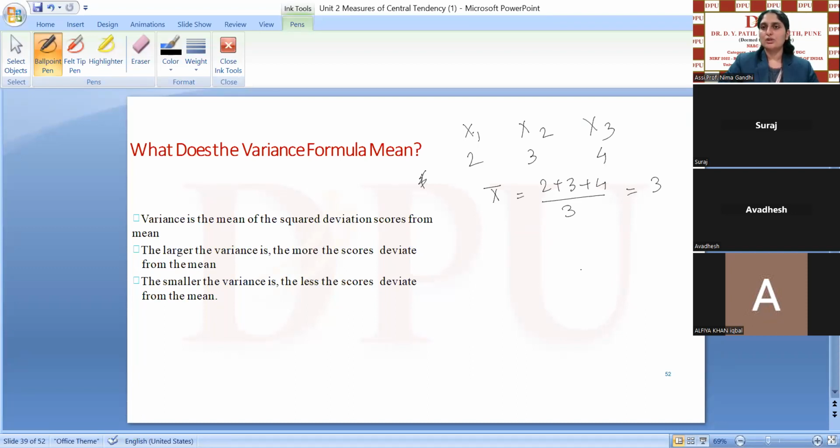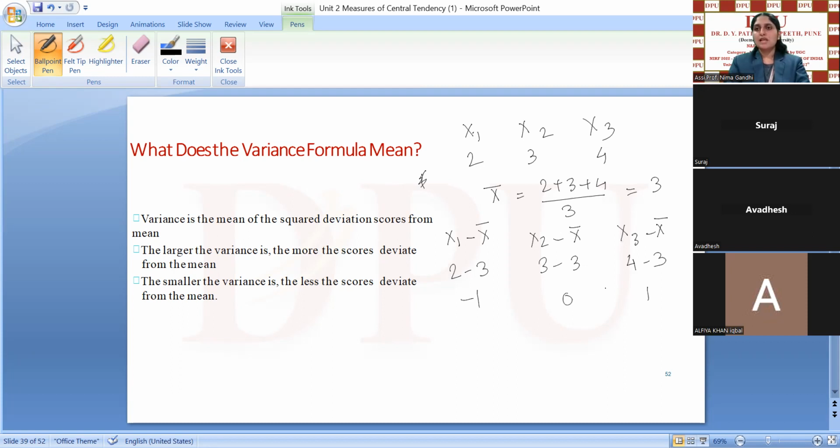So you are interested in knowing what is the distance between the observation and the mean. But when you take this deviation, x1 minus x bar, x2 minus x bar, x3 minus x bar, what is your x1? 2. 2 minus 3. X2, 3 minus 3. X3, 4 minus 3. So minus 1, 0 and 1. So if you take a summation of this, it will always come 0. So when you take a deviation from mean and take a summation, it always comes 0.